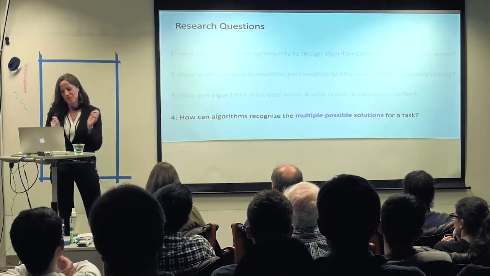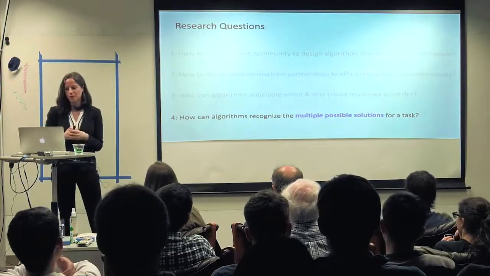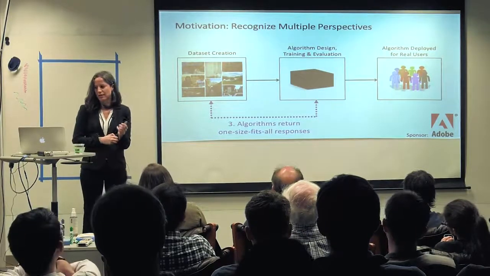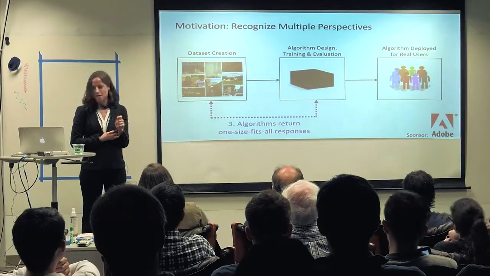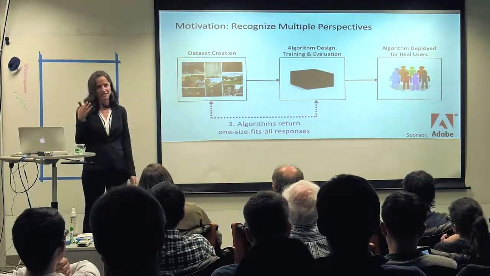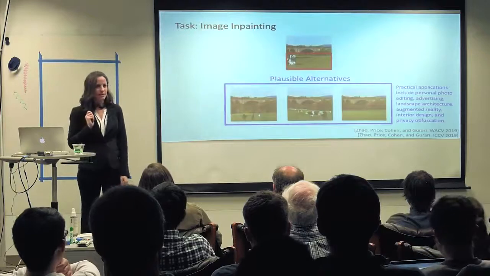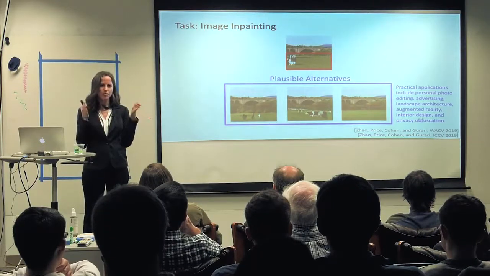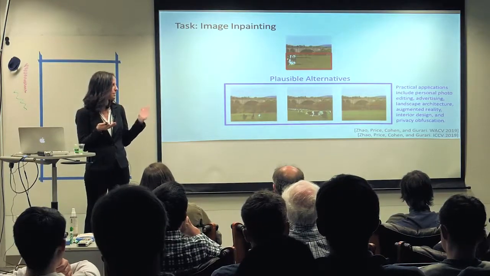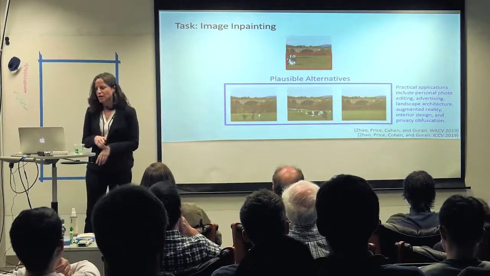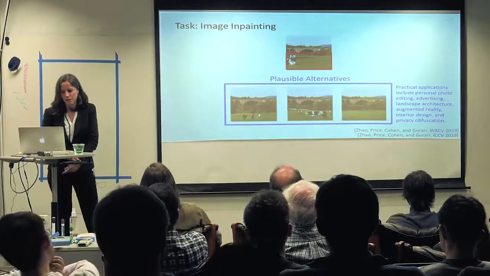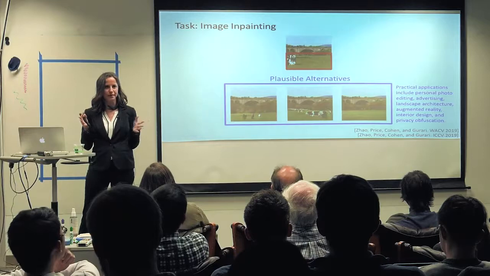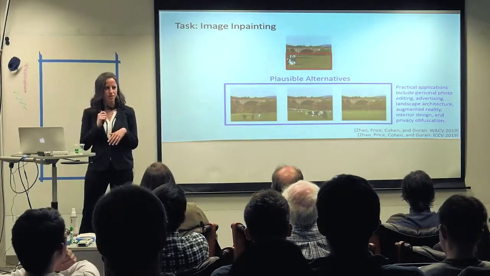Cool. So the last one I want to talk about is how algorithms can recognize the multiple possible solutions for a task. This work has largely sat in collaboration with Adobe. And we're again addressing that algorithms return one-size-fits-all responses. For this task, it's thinking about what's called image inpainting. So given an image with the region in red, we want to remove that and insert something that's plausibly realistic, but different. There are many applications for this, including personal photo editing, advertising, landscape architecture, augmented reality, interior design, as well as privacy obfuscation, which is something I care a lot about.